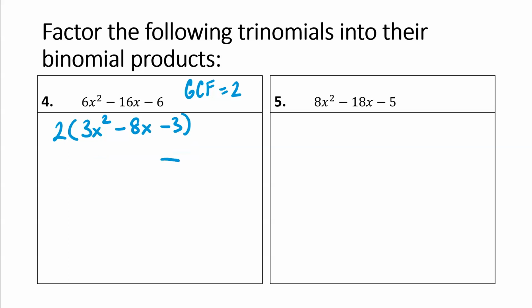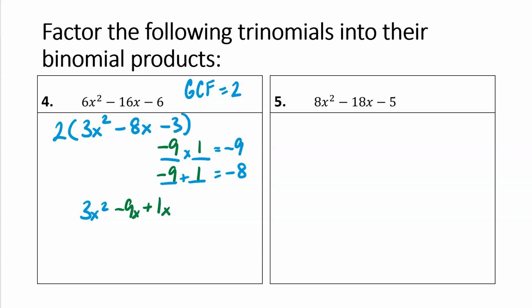We want two numbers that multiply to give us 3 times negative 3, which is negative 9. Those same two numbers we want to add to give the middle term, the negative 8. Those two numbers would be negative 9 and 1. So we're rewriting that middle term. We have 3x squared minus 9x plus 1x minus 3. And we can't forget that that 2 is multiplying all of that.